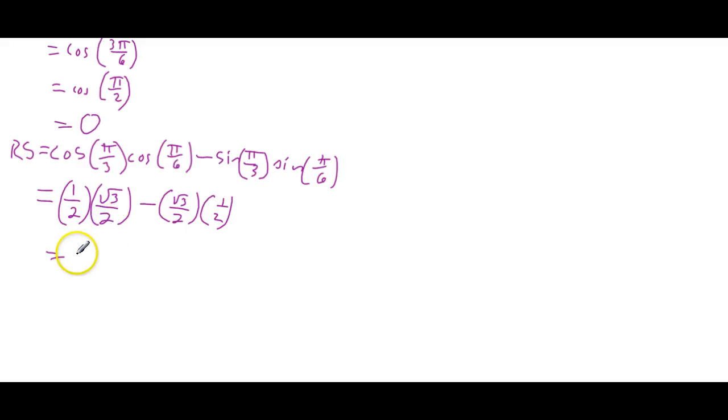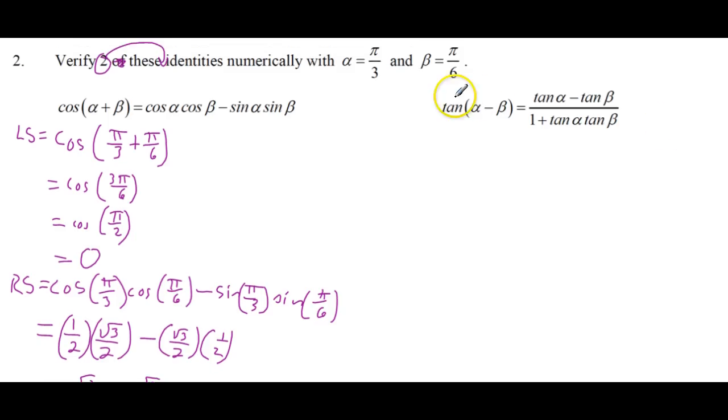So we have root 3 over 4 minus root 3 over 4, which is equal to 0. The left side is equal to the right side. So we have verified. Now remember, we've verified. We haven't proven this is true. We've simply verified that for these two values, alpha is pi over 3 and beta is pi over 6, this is in fact true.